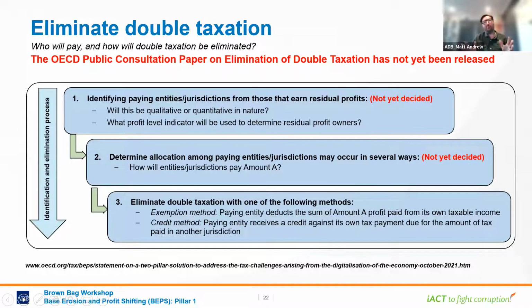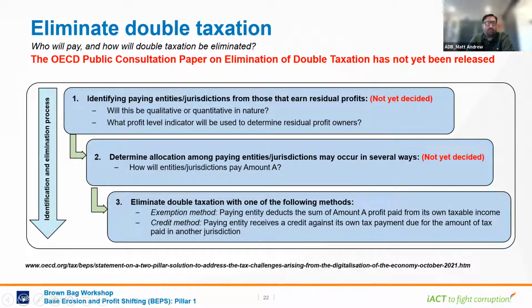So now that we've been through scope, am I in scope? Is the company in scope? You've calculated the tax base. We know what the quantum of Amount A actually is. We know what jurisdictions are now going to be receiving the Amount A, the Nexus jurisdictions, where we've sourced revenue, and that we've allocated that revenue on a pro rata basis based on a revenue allocation key. And we've applied the marketing and distribution safe harbor. Now we have to find which entities or jurisdictions are actually going to pay the Amount A. So as yet, there has been no document released in relation to the elimination of double tax.